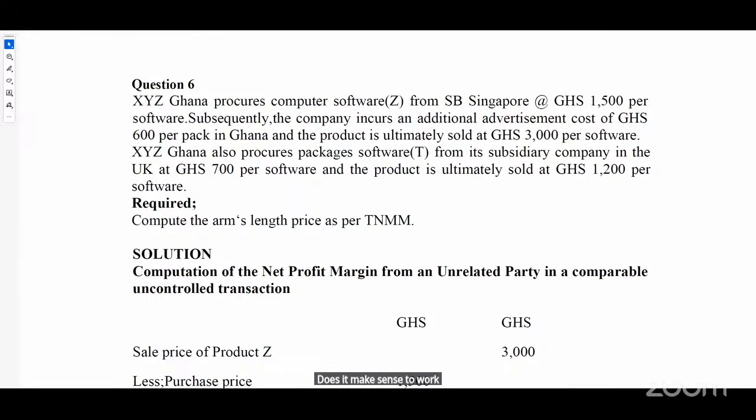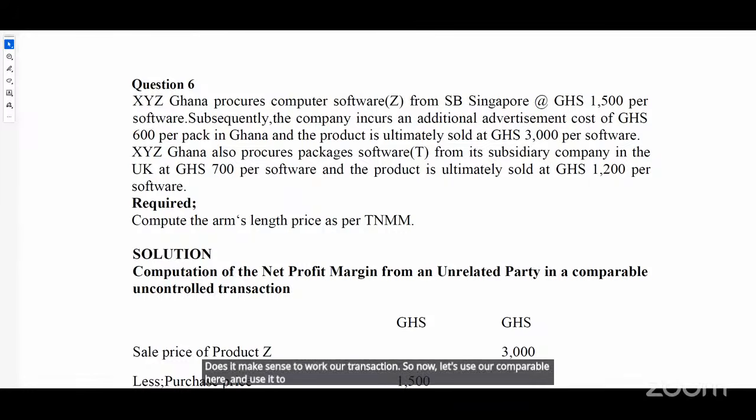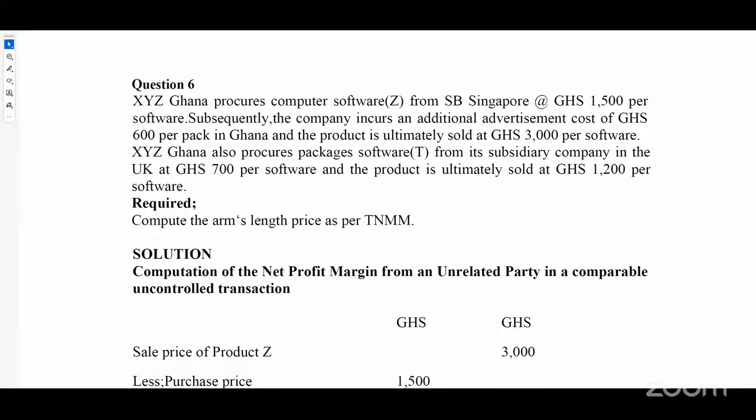So now let's use our comparable here and use it to get the appropriate transfer price, because we bought it from our parent company at 700. Maybe the 700 is not the right price to have bought from our parent. Do you understand? Does it make sense? Yes, sir. Okay, so in that case, let's see what we have to do then.